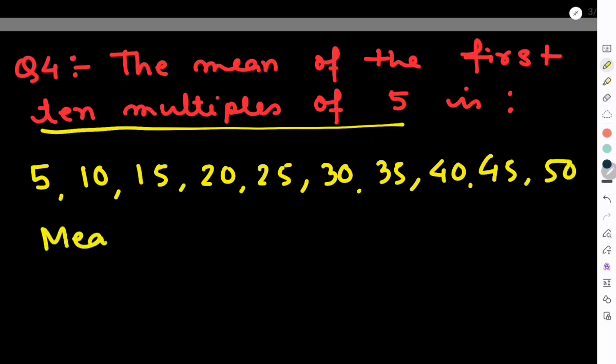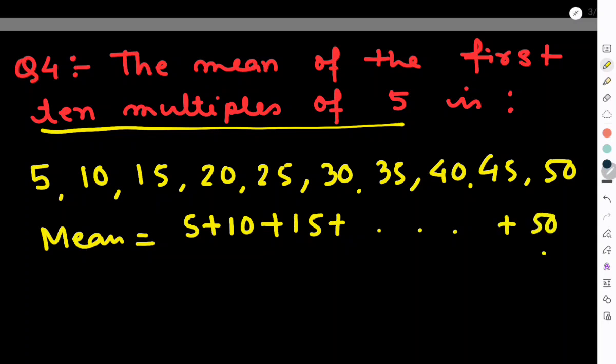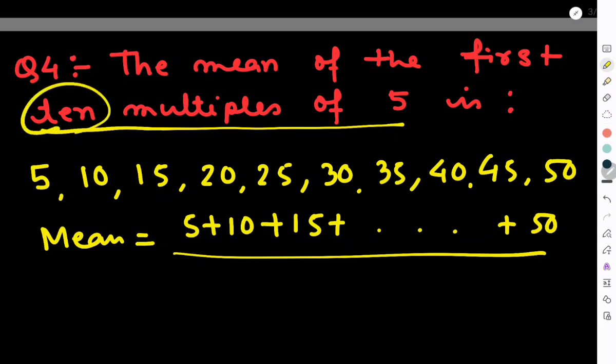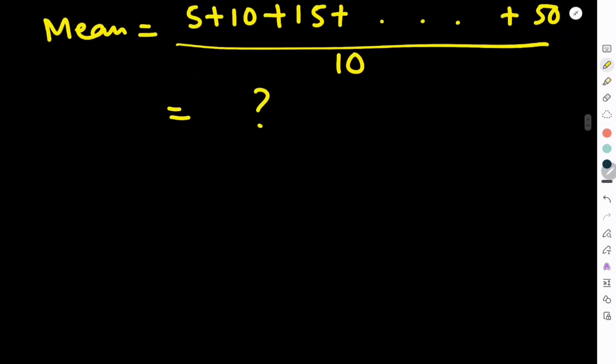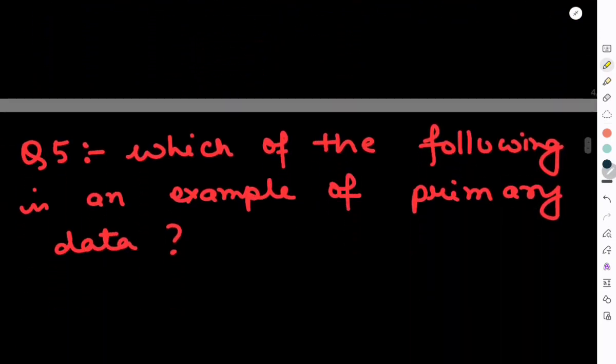Now, if I find the mean, I will add all of these and divide by 10, because we have taken 10 numbers. So add them all, divide by 10, and you will get the answer. This I'm leaving to you, very easy. Moving on, next question 5.